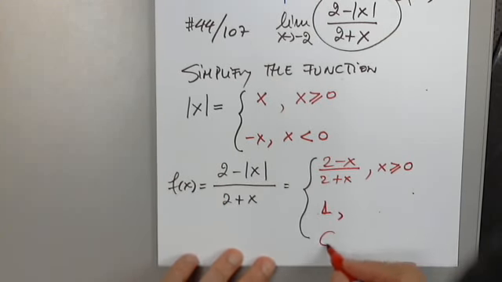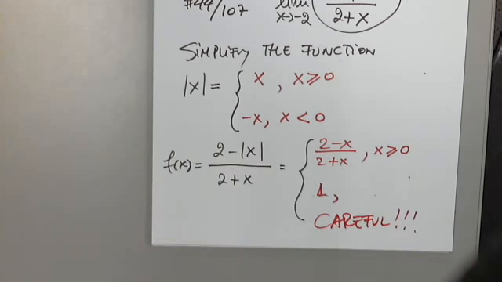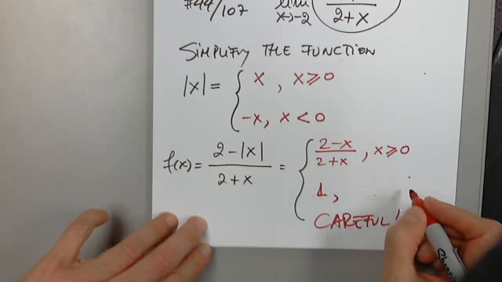Over 2 plus x, which is 1. However, I have to be careful. It is 1. But for what interval? Less than 0. Careful. But not including 0. Yes. What else? Look at the function. Oh, and it's negative 2. Correct. Correct. So I cannot simply write x less than 0.